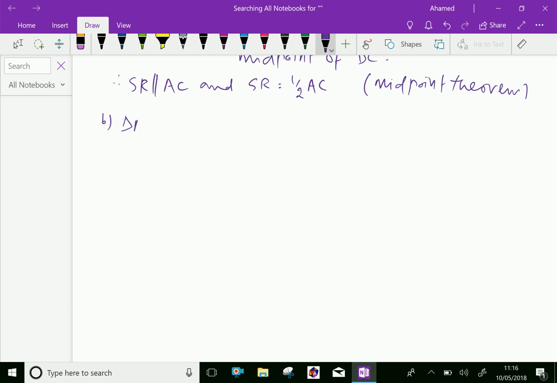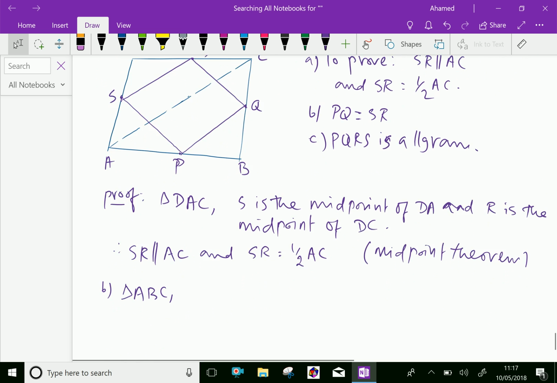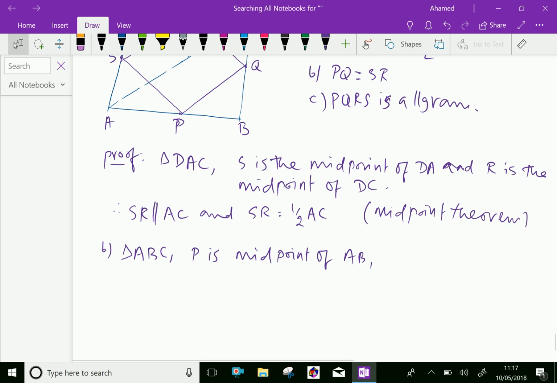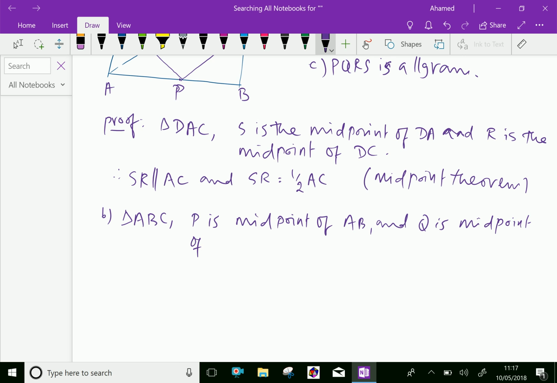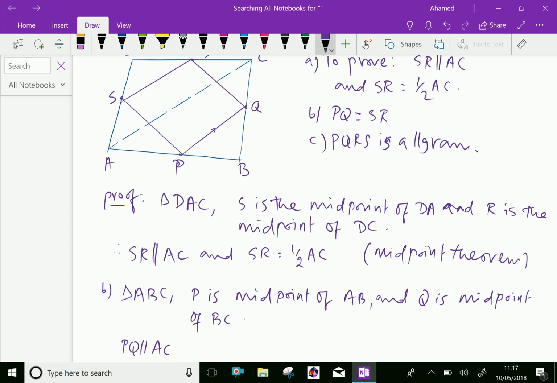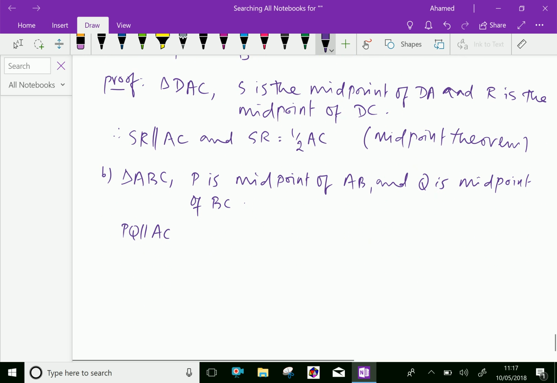In triangle ABC, P is the midpoint of AB and Q is the midpoint of BC. Then we can say PQ parallel to AC. Here PQ parallel to AC and PQ equals half of AC. This is also the midpoint theorem.